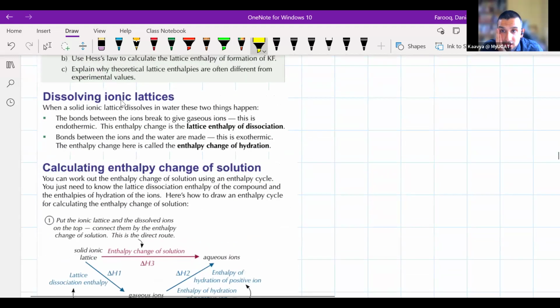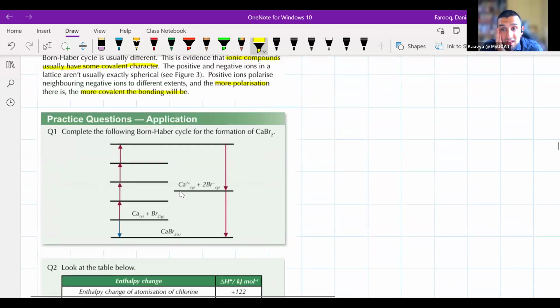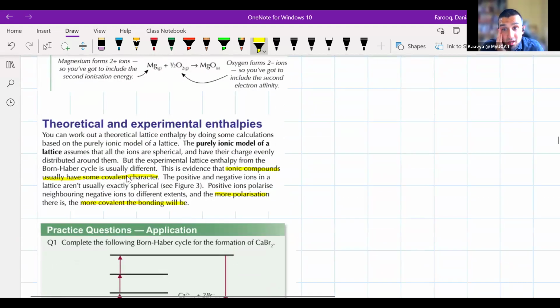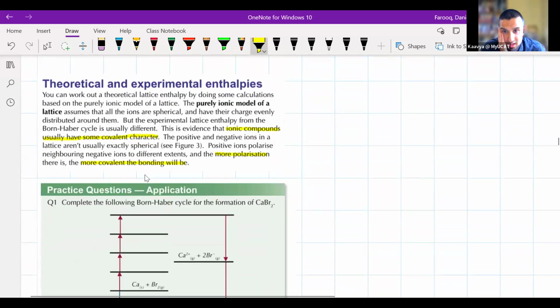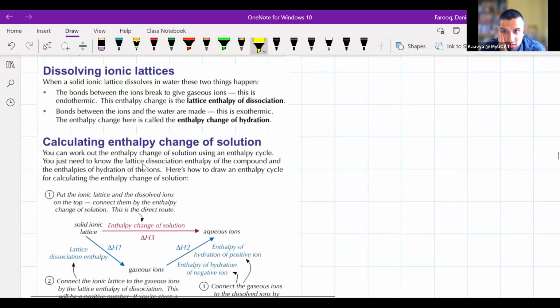Dissolving ionic lattice. So someone asked, what's covalent character as a definition? You probably won't be asked that, but it will go back to your understanding of an ionic bond and a covalent bond. So covalent character means that the electrons have not fully been lost and they're sort of being shared, if that makes sense, yeah? So that's sort of it, okay?